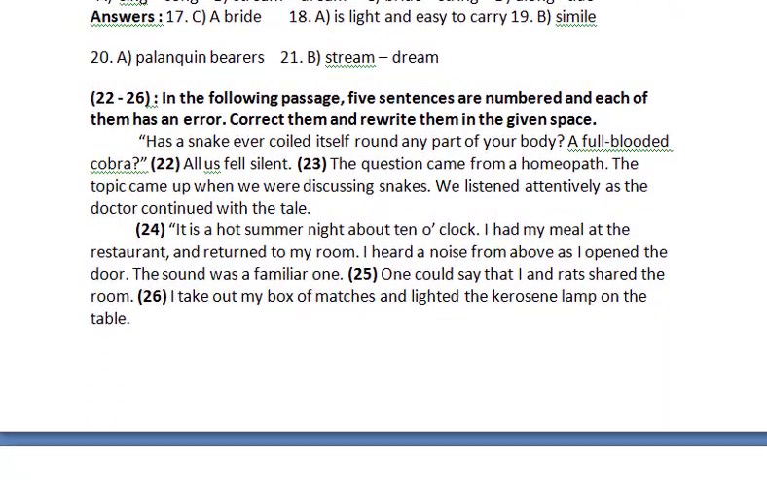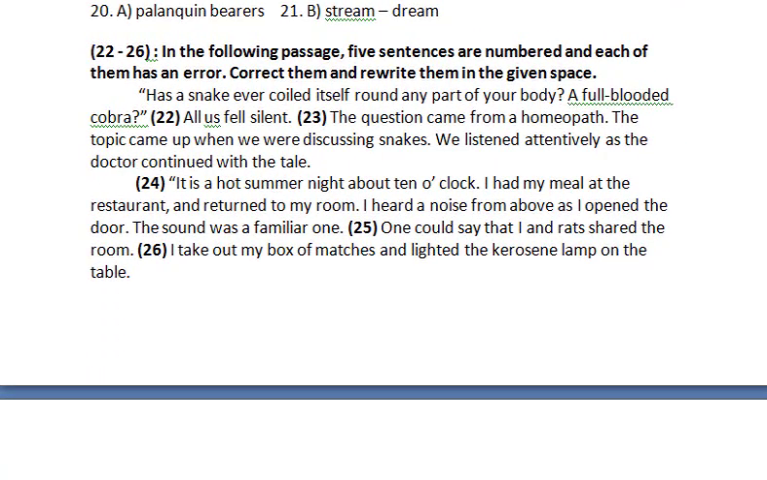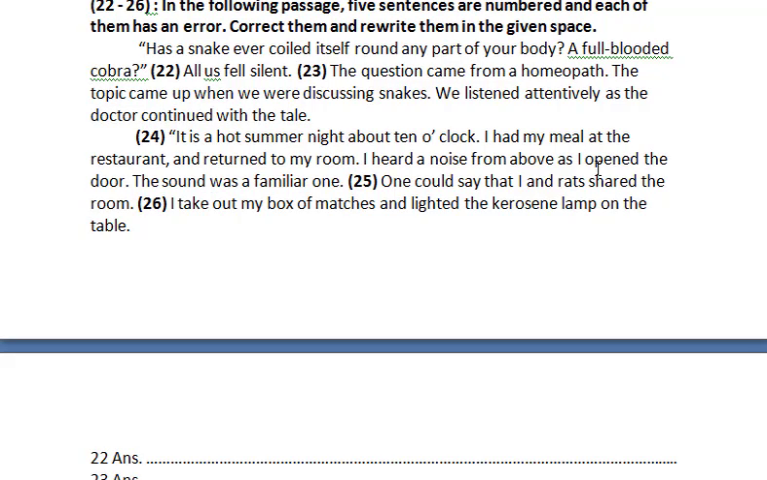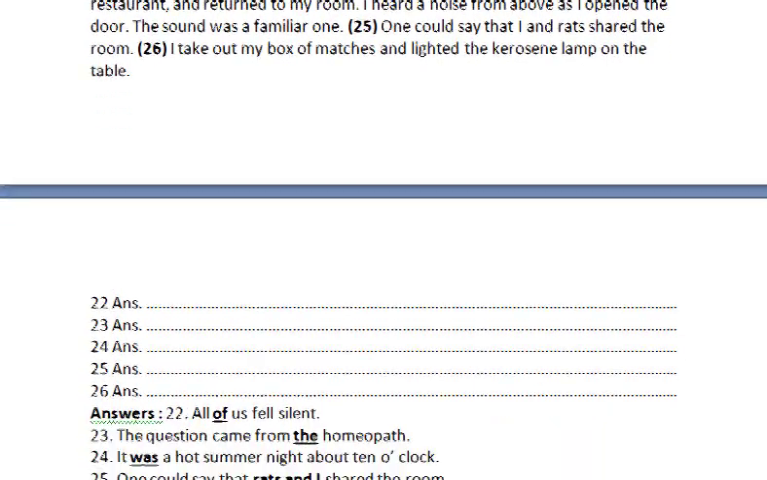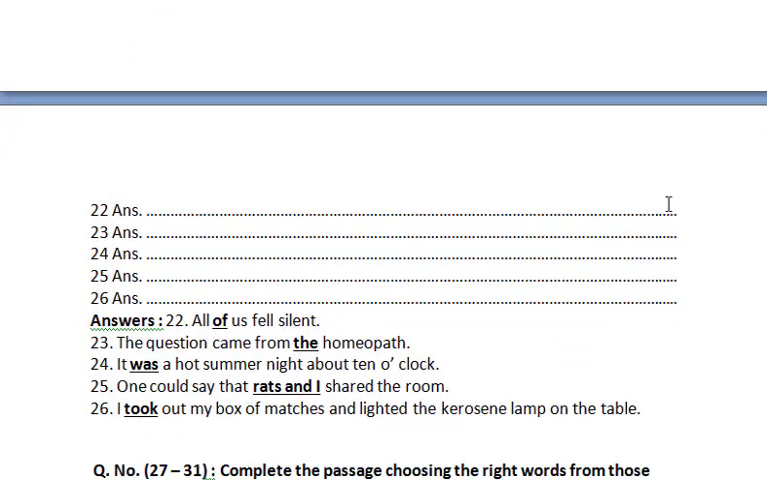And 22 to 26. Oh, this is the most challenging one. Editing. This is based on editing. Okay, let's see. Oh, has a snake ever coiled? Well, it's from the very first unit, a reading. It means editing comes from the textbook. You have 5 errors and each error should be corrected. You have to write the answers on these lines.